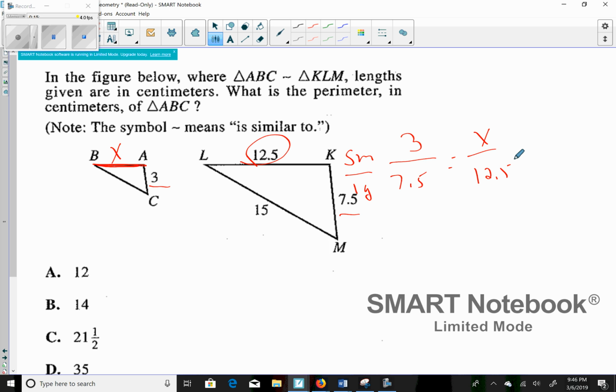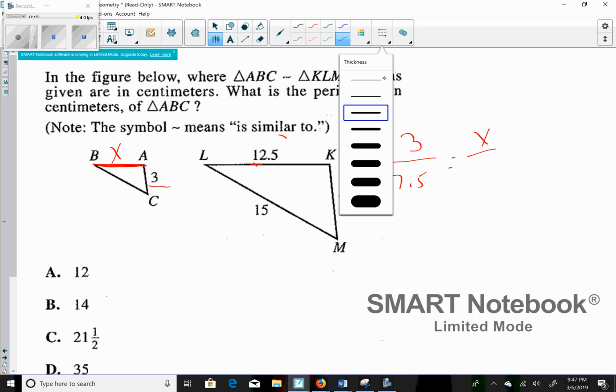When I do that, you know what, I just stopped myself because I was going to find each side, but there's a more efficient way to do it. So what I'm going to do is find the perimeter of this larger triangle. I'm still going to use that ratio. Oh, I shouldn't have erased the small and large, but I did. I'm still going to use the ratio of 3 to 7.5 because that is my ratio. But when I go to do this, I'm going to find the perimeter of this larger triangle.